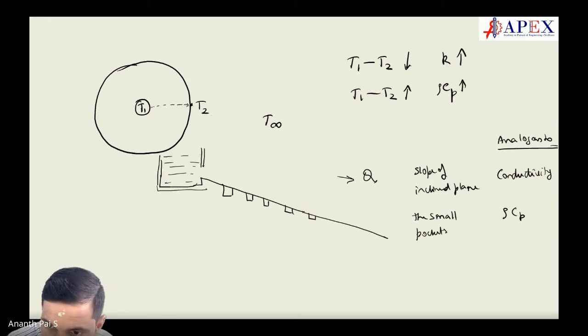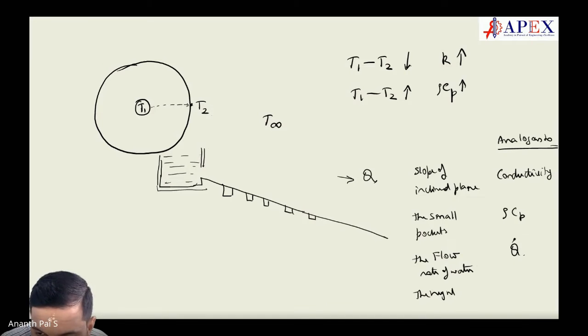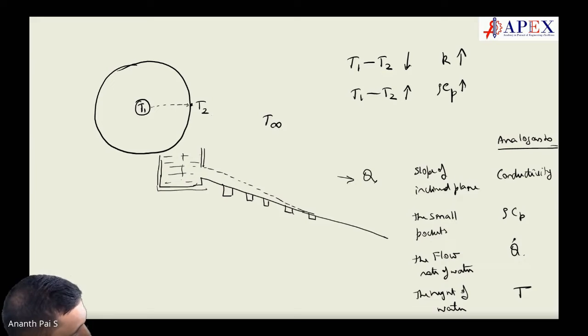Okay, and the flow rate of water is analogous to Q, the heat transfer rate, Q dot. And then what else? Temperature, or you say the height of water, is analogous to temperature. Here the height of water is very high. As it flows, the height of water reduces. Correct? Because it's absorbing.